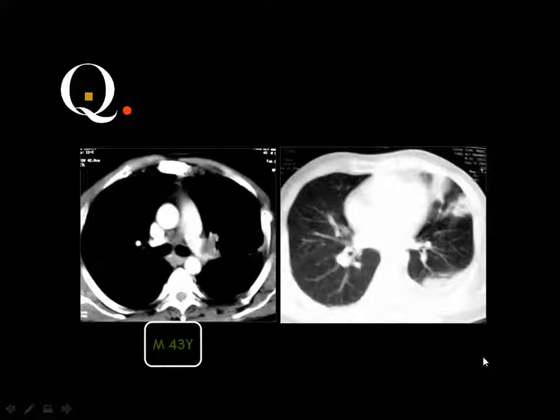Then you remember this patient with pulmonary embolism and multiple infarctions. This is the embolus in the left main pulmonary artery, and these are the 3 infarctions. The first one is in the inferior segment of the lingula. The second one is in the superior segment of the lingula, and the third one is located in the posterior segment of the left lower lobe.